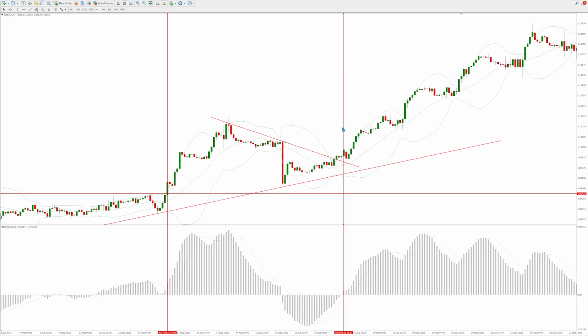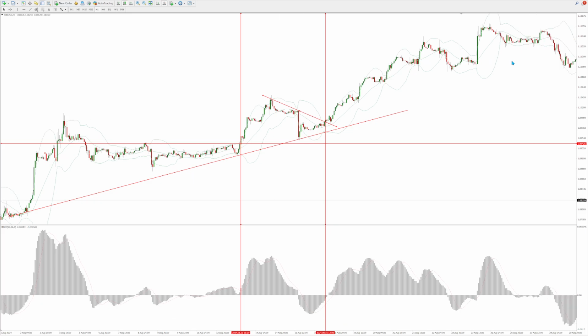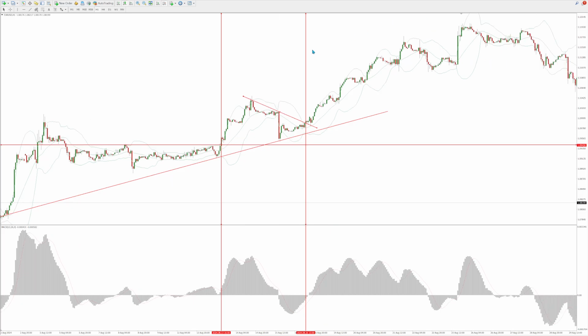But as I said, indicators can be lagging. Many traders may have been happy to just take the breakout of that resistance line there. Another good trade in this trend, which is a really good trend here. Even if you got in there, there's still 250 odd pips to go.